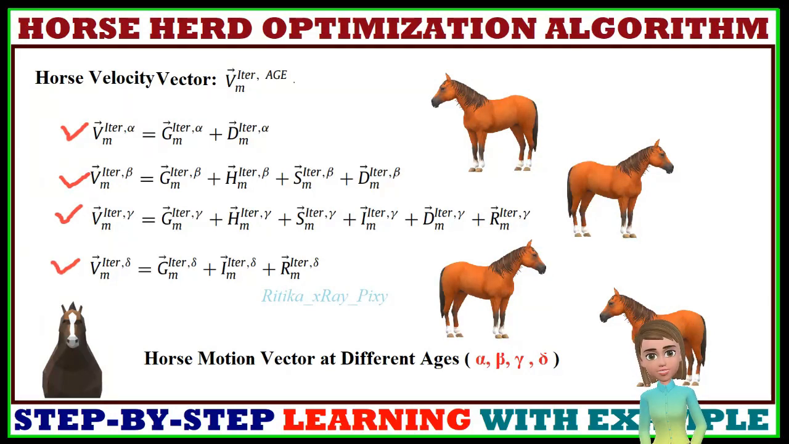First, the velocity vector for the alpha horse is horse grazing behavior plus horse defensive behavior, and the velocity vector for the beta is horse grazing, hierarchy, socialism, and defense mechanism. One by one we will discuss the velocity vector for the horses in the upcoming slides.